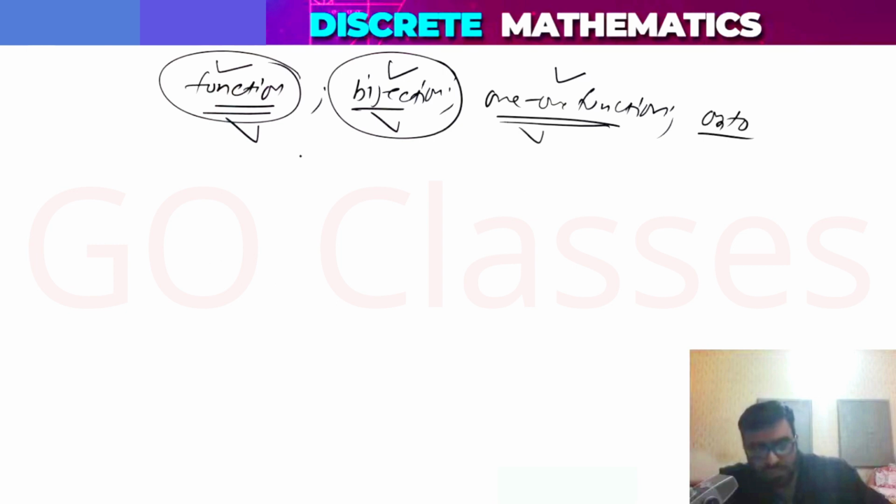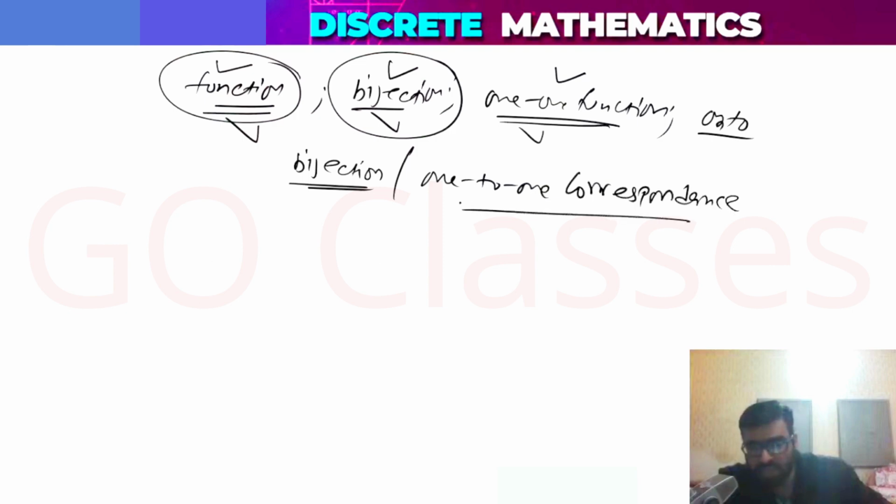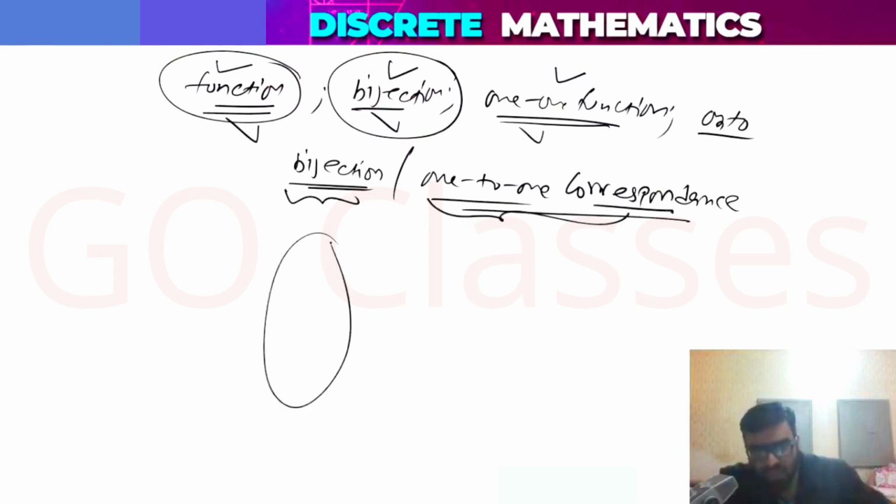What is this bijection? Another name for bijection is basically one-to-one correspondence. One-to-one correspondence we have already seen. Just now what we saw, that was actually one-to-one correspondence. In this, what you do, you have a set and another set. So set A, set B. In this set A you have some elements, in this set B you have some elements.